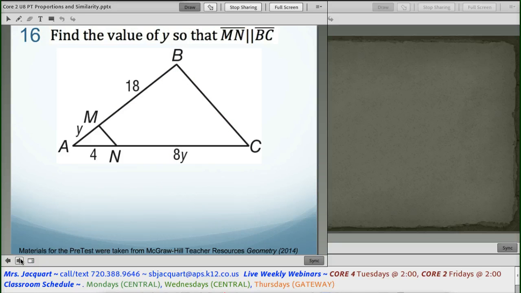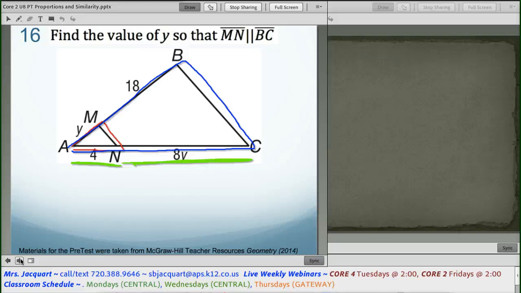Find the value of y so that MN is parallel to BC. So in other words, we want to know that this triangle is similar to this triangle. So how do we do that? It's easy, we just do the parts. This part to that part will equal the short part to the long part. So let's do green. Let's do 4 over 8y equals, let's do black, y over 18.